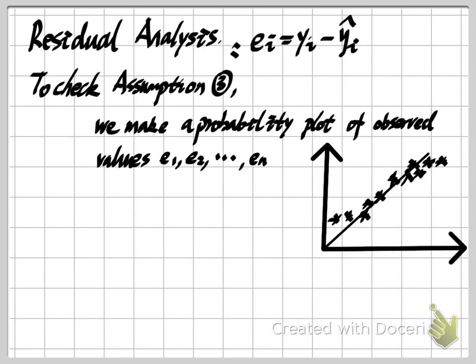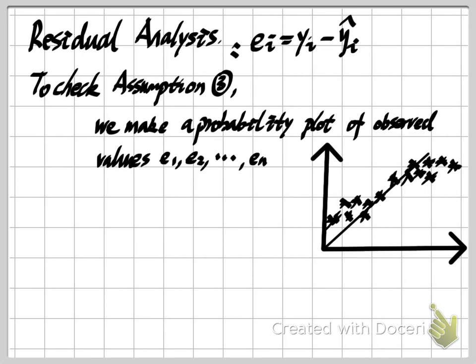However, if we have some data very far away from this line, then we will say, okay, it looks far away from our normal distribution. If you want to know more details, please look at my previous videos and notes about how we can construct a probability plot and how we can explain this probability plot. So this is about checking assumption 3, the normal distribution.